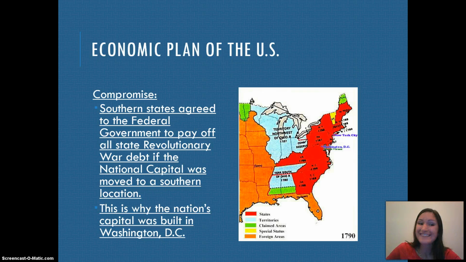So they compromised. The Southern states agreed to the federal government paying off all Revolutionary War debt if the national capital was moved to a southern location, and that's where they chose Washington, D.C., on the banks of the Potomac River.